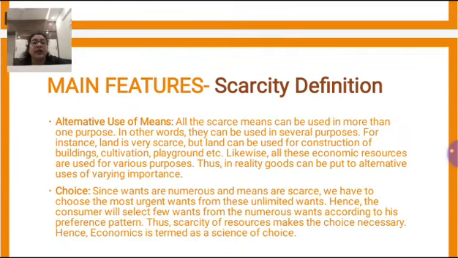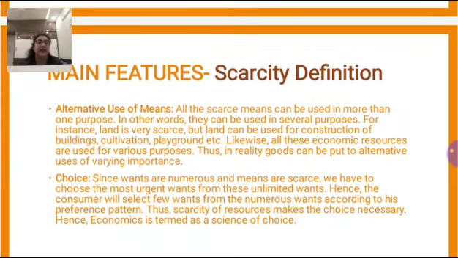Next is alternative use of means. Now what does that mean? That all the resources that are available can be used in n number of ways, right? So they can be used for several purposes. For instance, land is very scarce, but land can be used for consumption, construction of buildings, cultivation, playground, etc. And likewise all the other resources. So every factor of production, every productive resource has alternative uses.